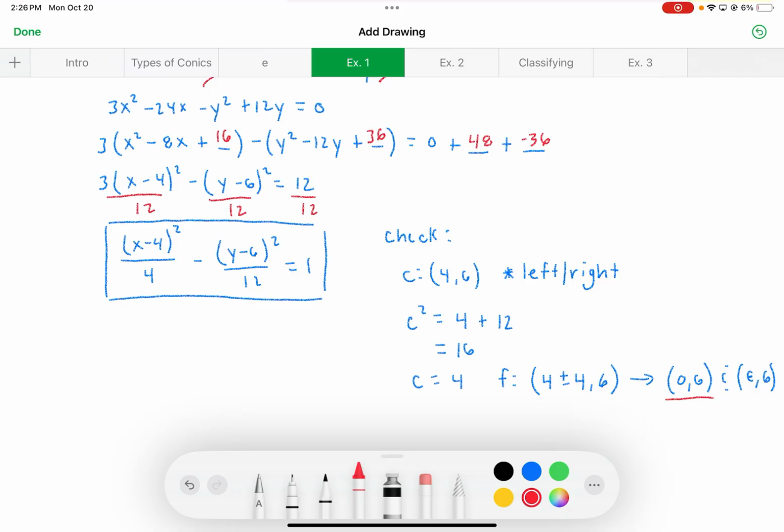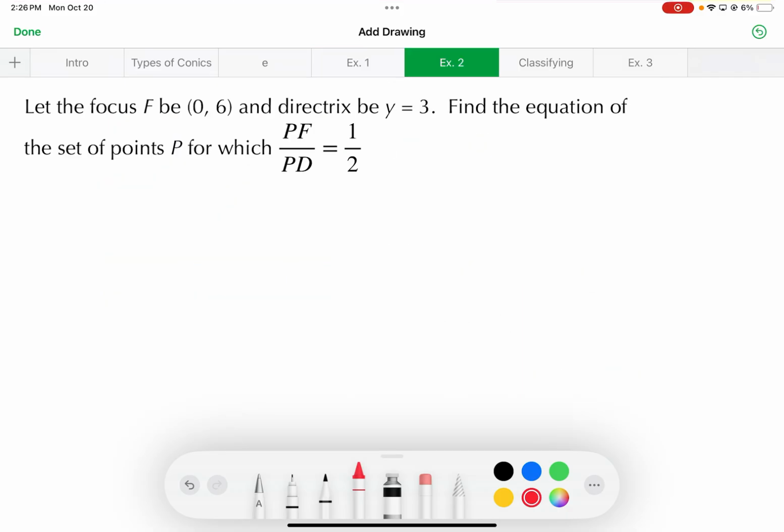All right, example 2. Essentially the same question, except here the directrix is a horizontal line, y equals 3, and the ratio of PF to PD is now 1/2. Okay, this would be an ellipse then, right? Because the 1/2 is your eccentricity, and that is less than 1.